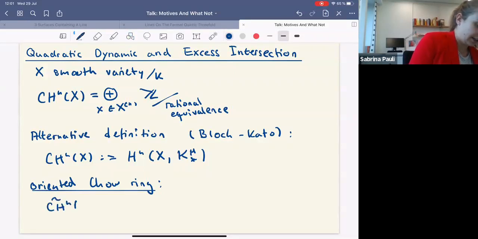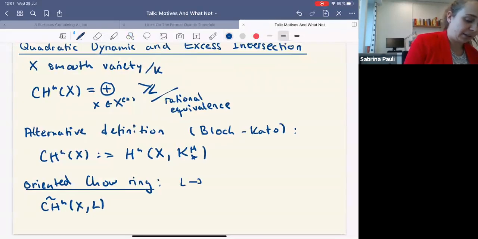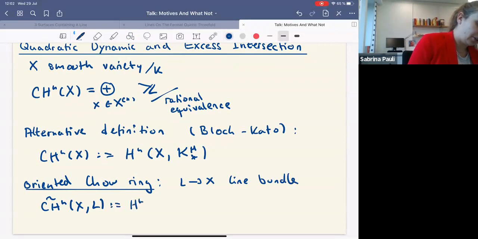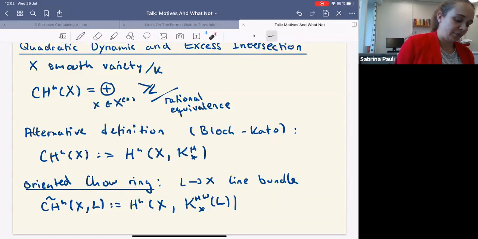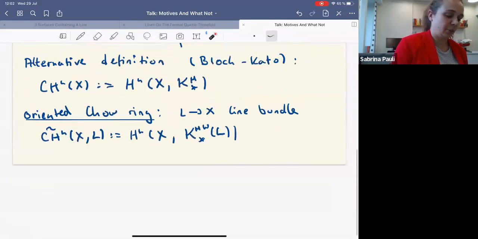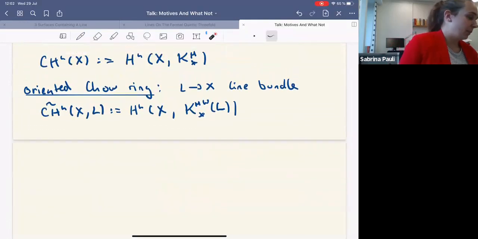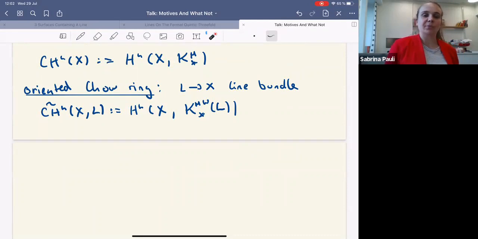The nth oriented Chow group, here I twist by L, a line bundle over X, is the nth cohomology valued in the Milnor-Witt K-theory sheaf, twisted by L. Again, I don't want to go into details of the construction of this sheaf, but it contains information of this Milnor sheaf and additional information. This is this Witt here, so it also contains information about the Witt theory. But today, this is supposed to be more of a geometric talk.